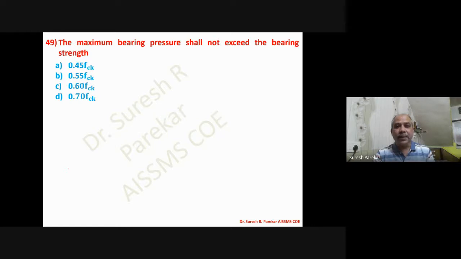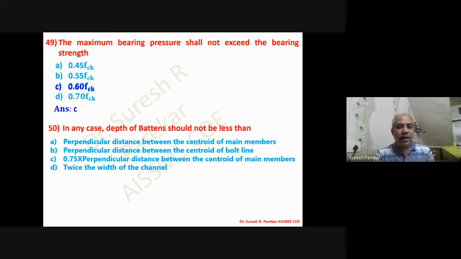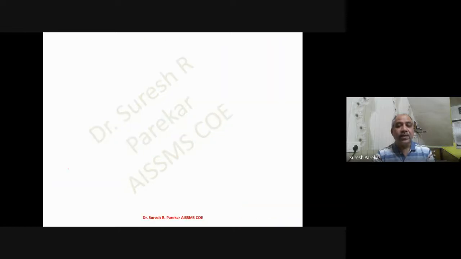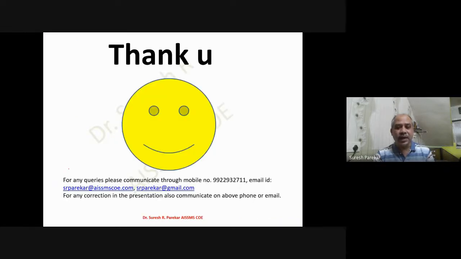Now the maximum bearing pressure shall not exceed the bearing strength. This is again for slab base, and the answer we have is 0.6 fck. And last, in any case depth of batten should not be less than, now this is for both your end battens and your intermediate battens, and that value should not be less than twice the width of the channel, that is the width of the member. And these are the 50 questions which we have related to compression members. So thank you, today we will stop here only.